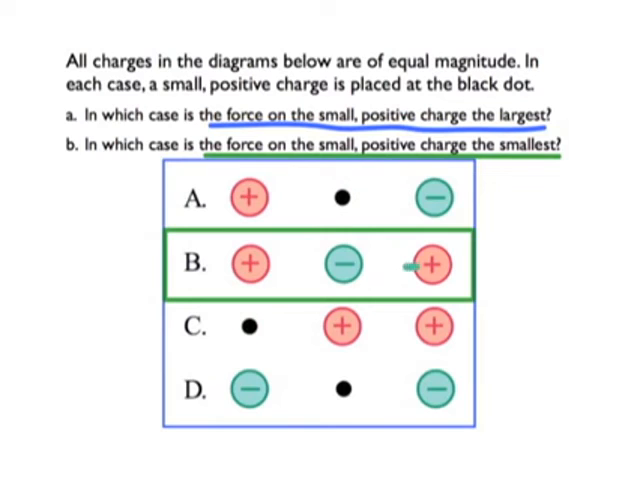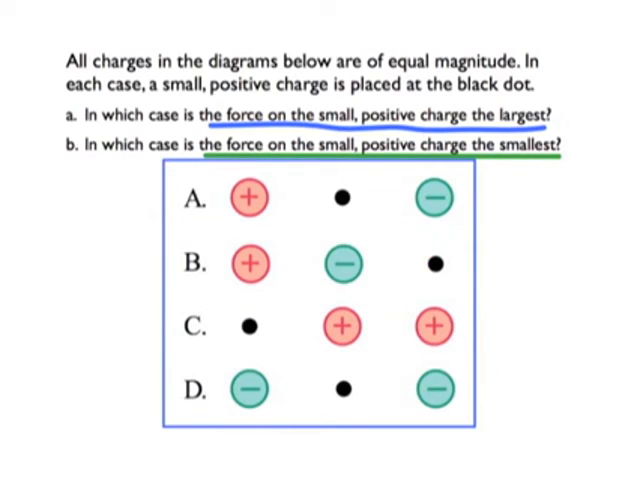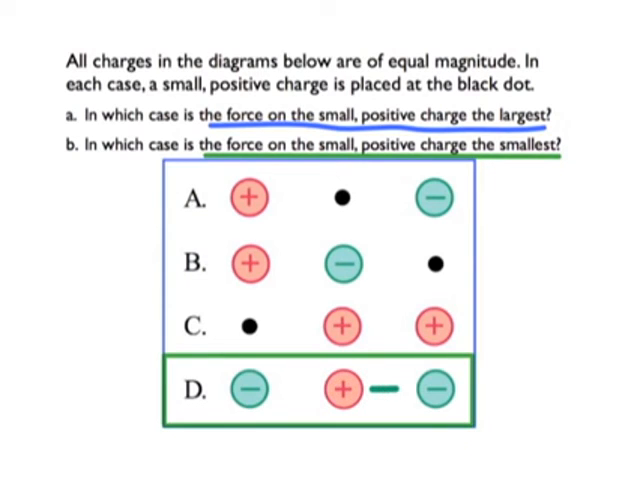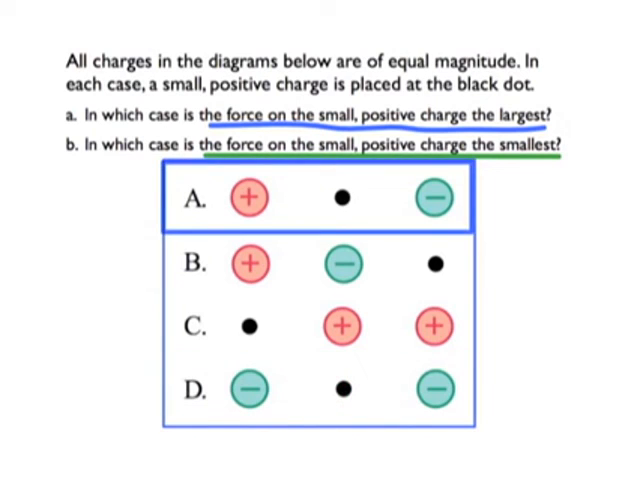How about this one? I'm going to feel the force from the negative charge to the left. The force from the positive charge is to the right. They're opposite directions. That's not a candidate. Which one's the smallest? D. Because I have a force towards the negative charge on that side, towards the negative charge on that side, net force 0, much smaller than that. And so the largest is this one, and the smallest is that one.